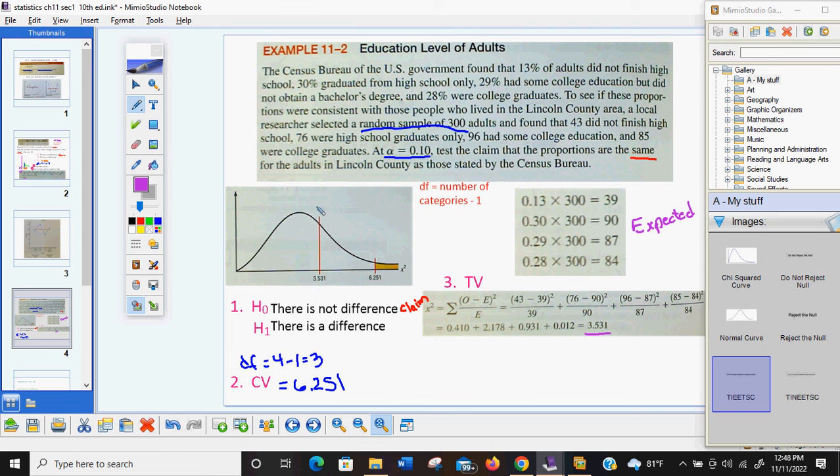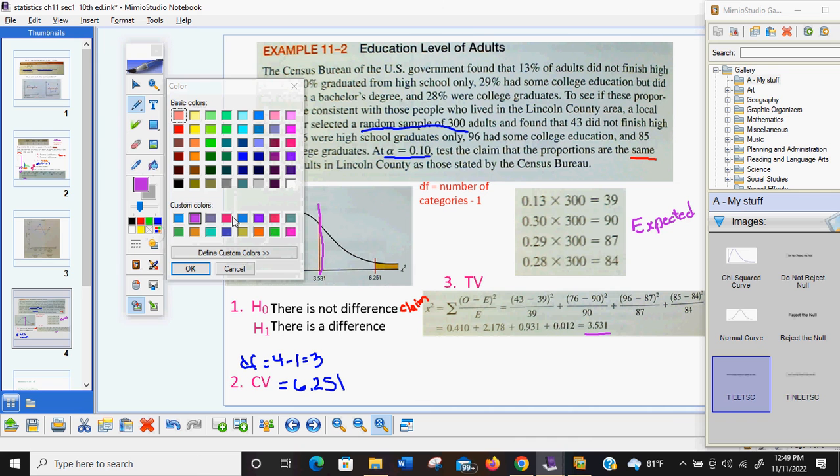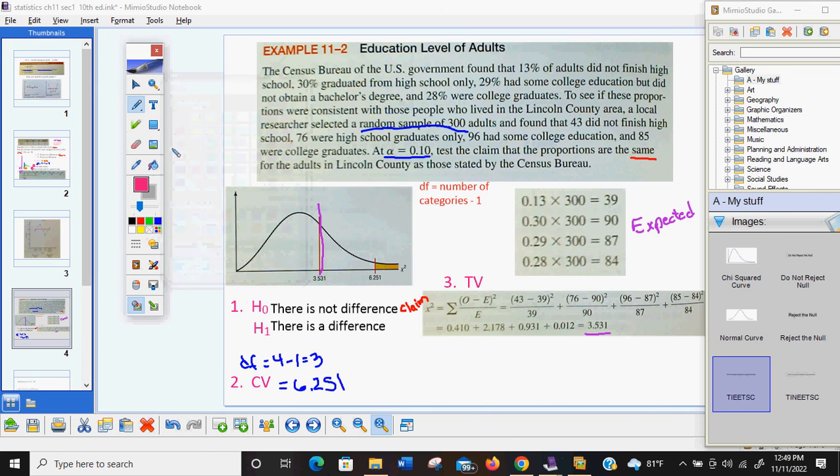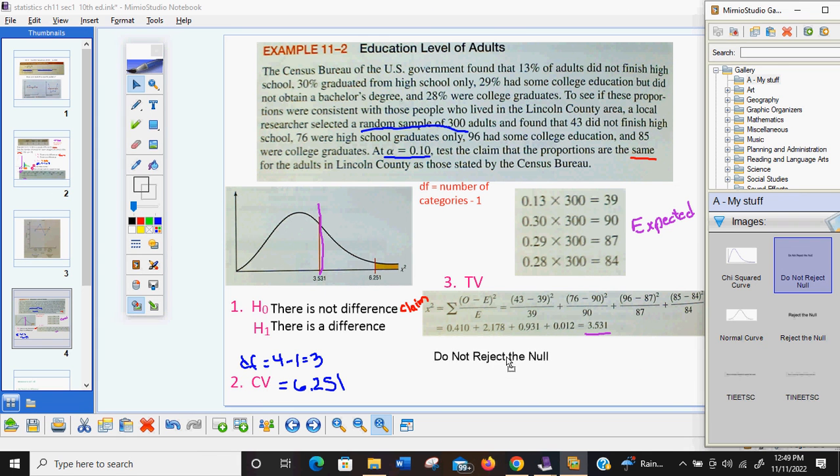3.531. That would be to the left in the white area here. That's to the left of your critical value. So now we're ready to do our next step. Okay, so we're going to do step 4. And in step 4, we check the white area only. So for step 4, reject or do not reject the null. It's not empty, so we do not reject the null. That would be our step 4.